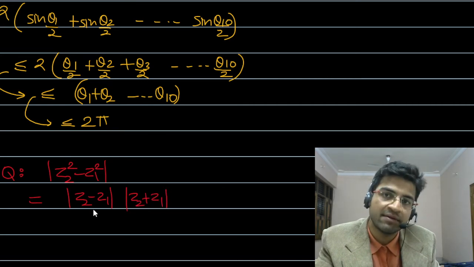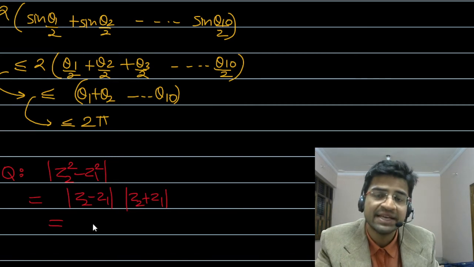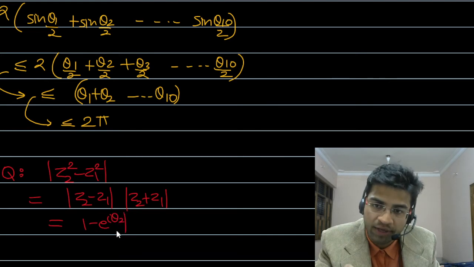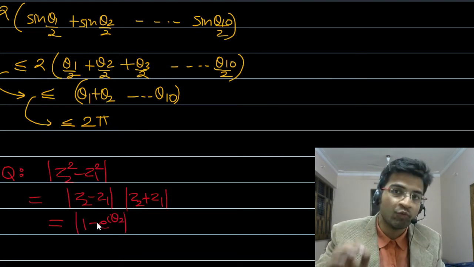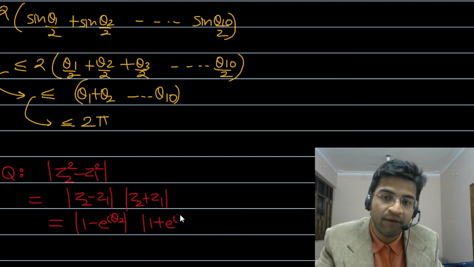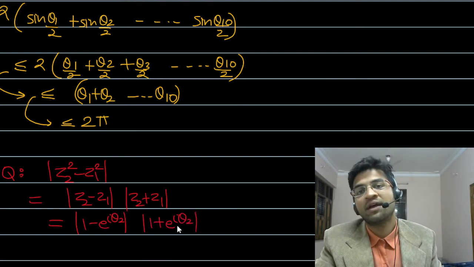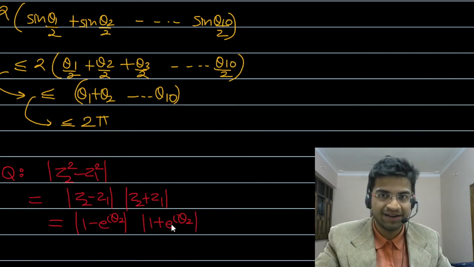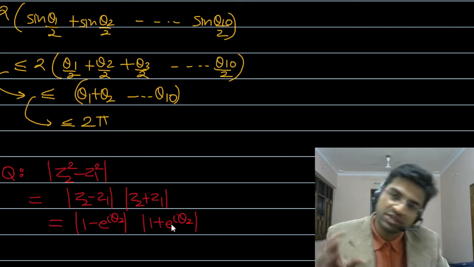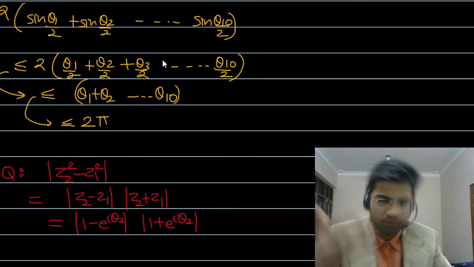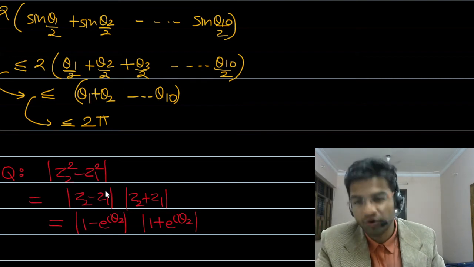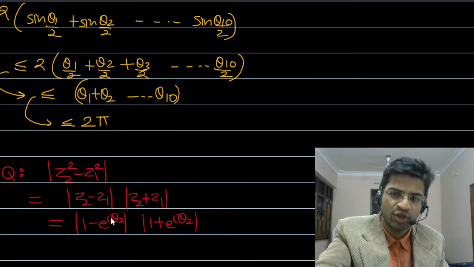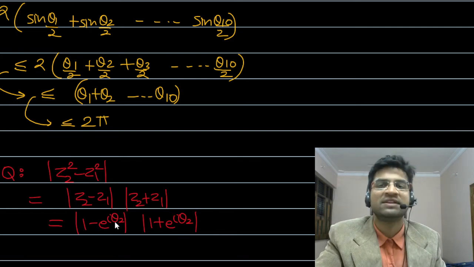Now mod z2 minus z1 we have written as mod of 1 minus e to the power iota theta 2. Similarly, mod z2 plus z1 will be mod of 1 plus e to the power iota theta 2, and nothing else. Why should we write it in separate mods? Multiply them up. Use a plus b, a minus b again. We need not write it as a plus b, a minus b, but even if you do, you will realize that it is better to multiply these two terms.